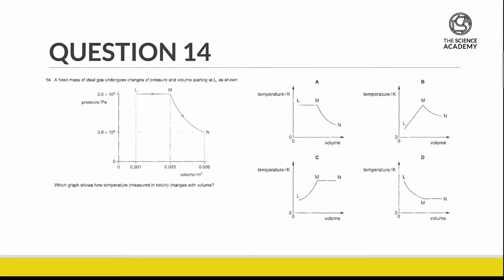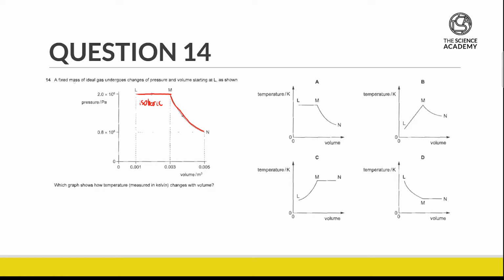So question 14 is a slightly more challenging question. We are told that we have a fixed mass of ideal gas that undergoes changes in pressure and volume starting at L as shown. Now, we have this particular graph, and it's very clear to us that LM is an isobaric process, whereas MN, we're not entirely sure.